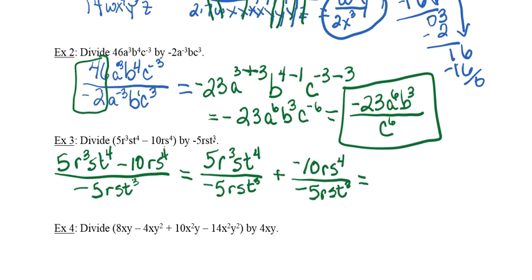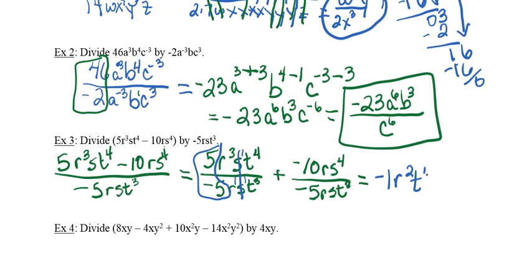So I'm going to come over here and I'll do the numbers first. 5 divided by -5 is -1. I have r to the 3rd, r to the 1st, so it's 3 minus 1. 3 minus 1 is 2. I have s to the 1st, s to the 1st. 1 minus 1 is 0, so I have no s's. Those are essentially canceling like they did on the first one. Now I have t to the 4th and t to the 3rd. 4 minus 3 is 1, so I have t to the 1st left. Again, the 1 in the front and the 1 in the exponent aren't needed.